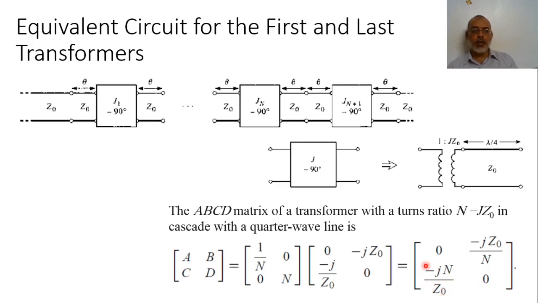In a similar way, we can obtain the ABCD of the first inverter. Now we have the ABCD of the inverter itself. We have the ABCD of the transmission line section of 2 theta. We have the ABCD of the inverters. By cascading all the ABCD of these sections, we can obtain the ABCD of the complete filter.